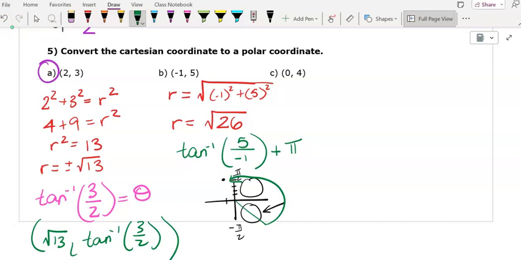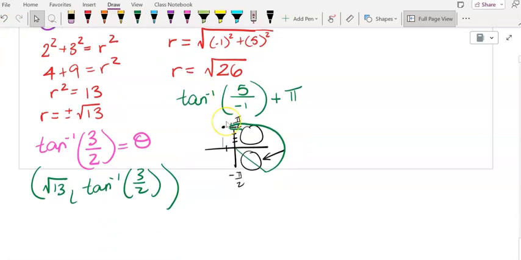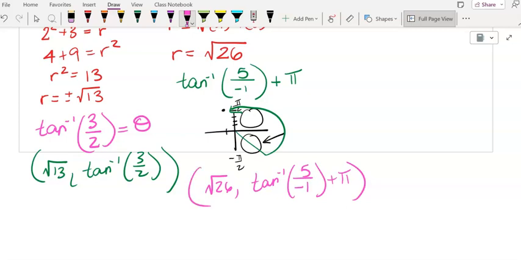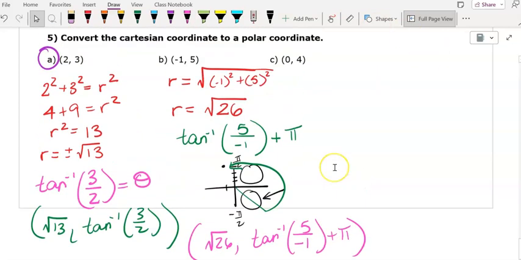So I'm going to leave it like this as the square root of 26. My final answer would be square root 26, and then I would have tangent inverse of 5 over negative 1 plus pi. That would be my exact answer without using a calculator.